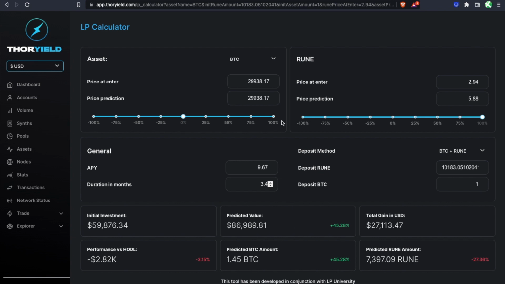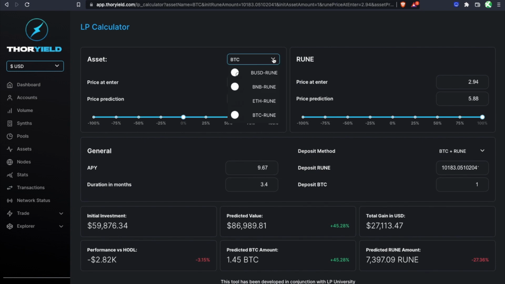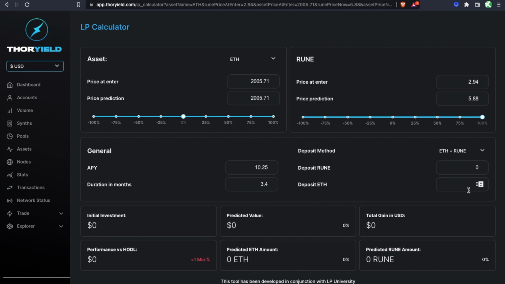Let's just do some more realistic examples just to give you a better picture of how this ends up looking. Let's do some ETH and Rune. So let's say we want to deposit, let's just do 1 ETH and the equivalent Rune. Let's go back to a full 12 months and we'll leave the pool APY as it actually is right now. And let's start back at no price movement. So this is how much we would make over that year.